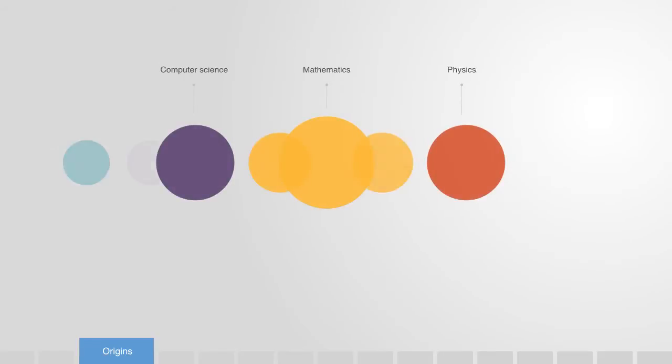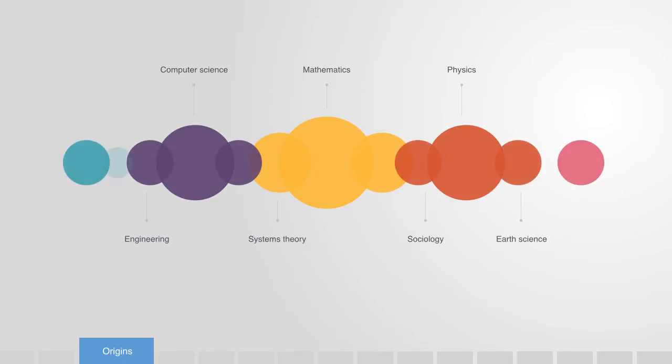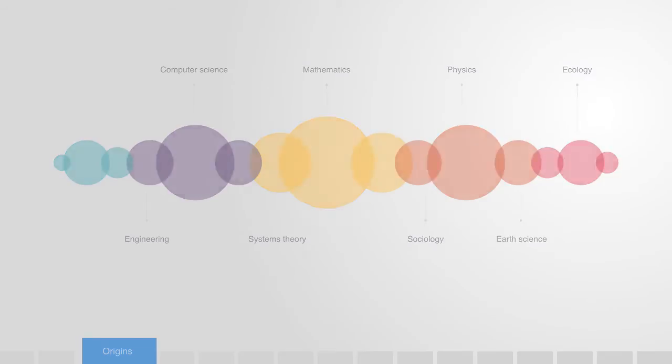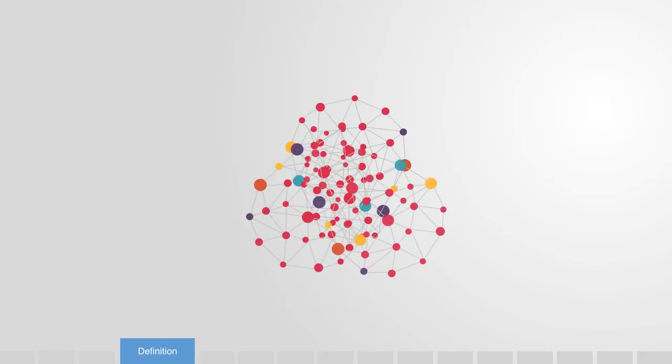Complexity theory has emerged out of a number of different areas over the past few decades, in particular from physics, mathematics, computer science, and ecology. All of these very different areas have found themselves trying to model, design, and manage what we now call complex systems. Complex systems are systems composed of many different parts that are highly interconnected and are capable of adaptation. So let's unpack that a bit.